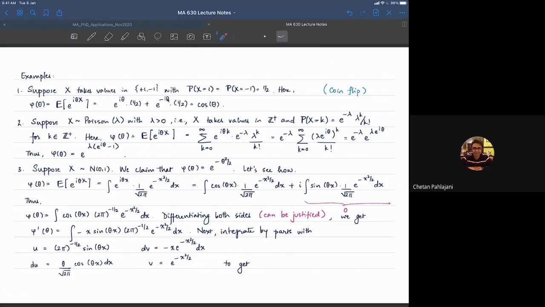So I want to find phi of theta, the expectation of e to the i theta x. This is the integral of e to the i theta x times 1 over square root of 2 pi, e to the minus x squared over 2, dx. This is something you know.